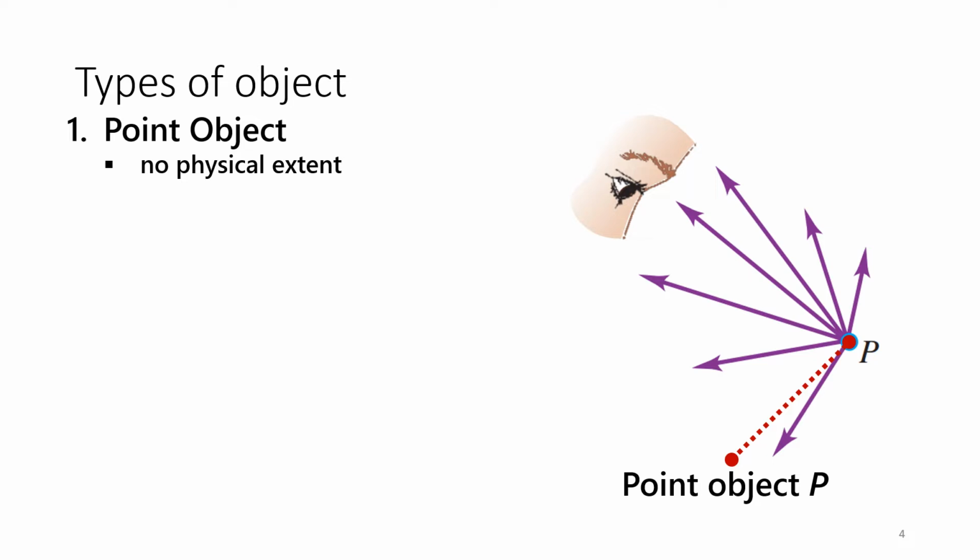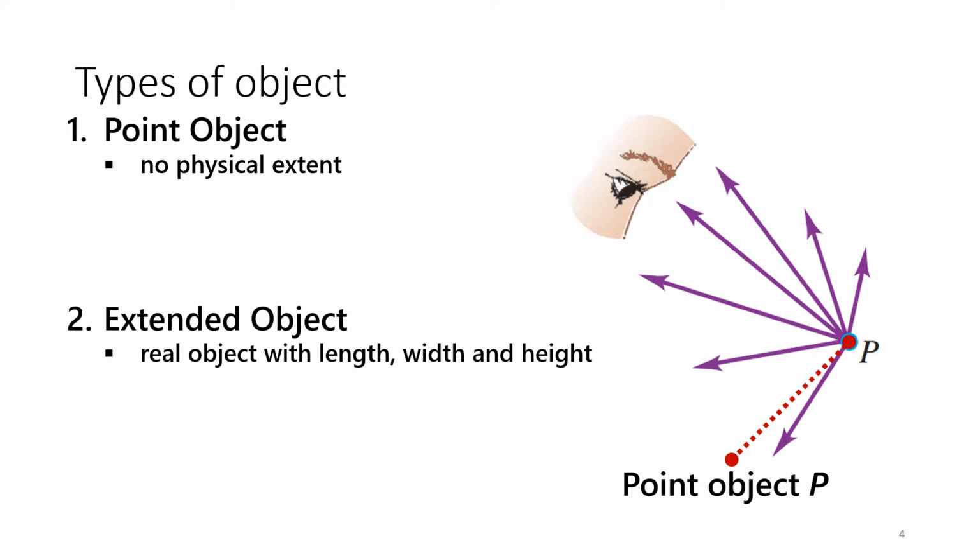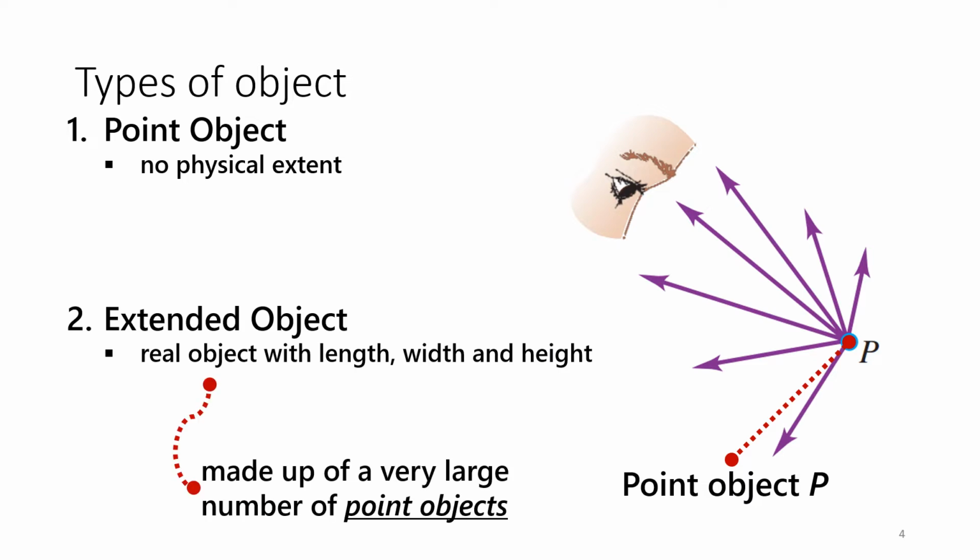So it's just more than one light ray. We've drawn a few of these. In real life, objects would be made out of multiple points. In geometric optics, they are called extended objects.